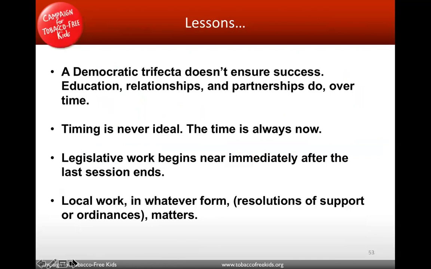We started with a democratic trifecta. We ended there, but obviously that doesn't ensure success on these issues. Relationships and partnerships do. We never could have predicted the timing on this. Our work last year on this issue began in June. Colorado's session ends in May. So we began immediately after our last session ended. So really the timing seems ideal, but you never know when those windows open up.